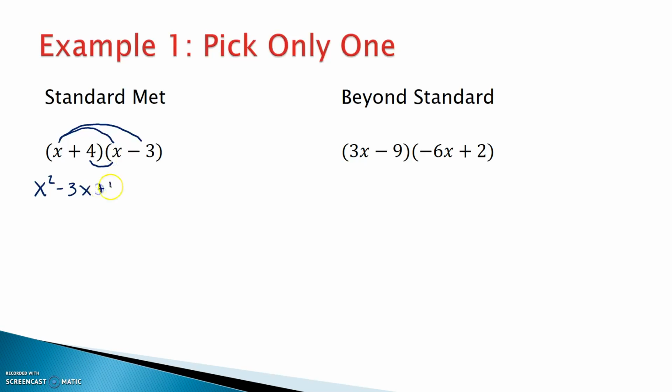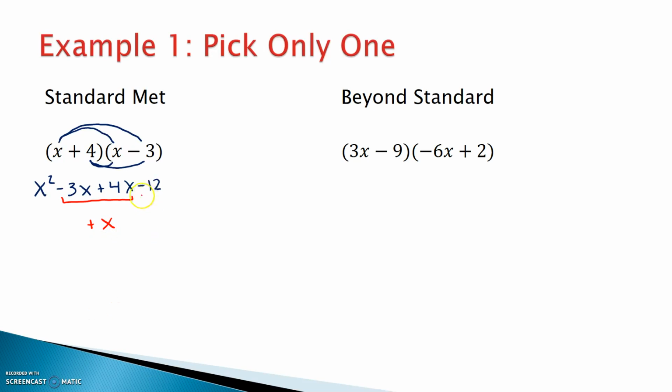That's going to be a positive 4x, and then lastly 4 times -3 is -12. Now the nice thing is this is already in standard form. All I have to do now is combine my like terms, which I see here in the middle. Now be careful. -3x plus 4x is going to give us a positive 1x, or simply x.